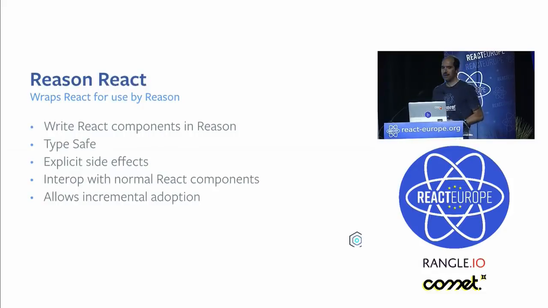So after this, let's switch to ReasonReact. ReasonReact is an interface for React written in Reason. It allows you to write React components in Reason, and it has itself a few design principles. The first one is that it is type safe. So what that means, you're not going to get type errors at runtime.